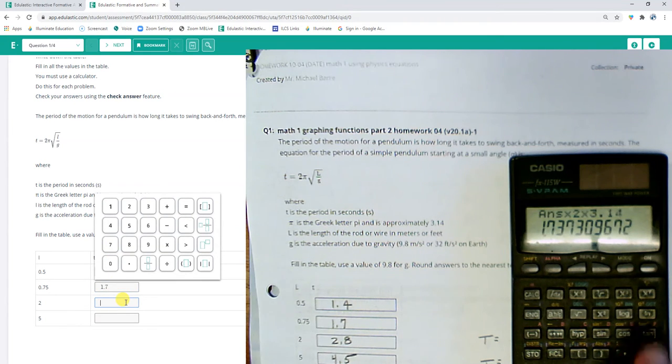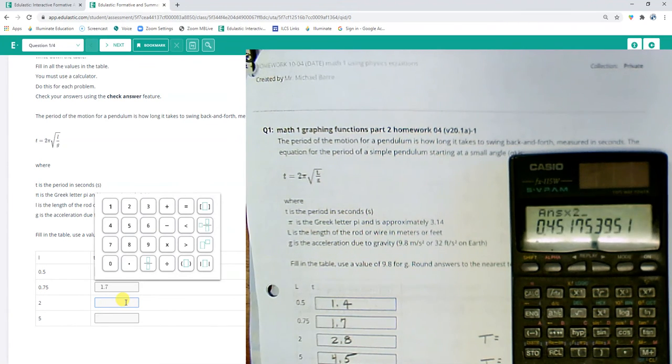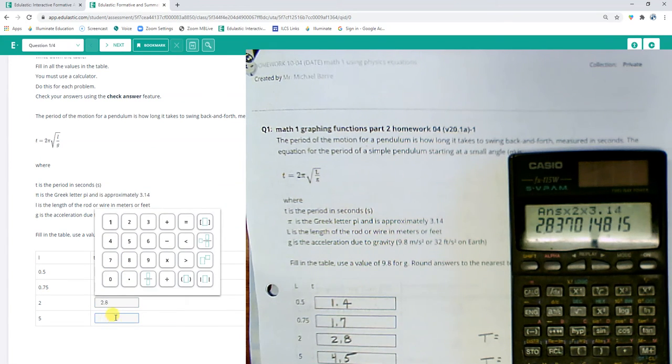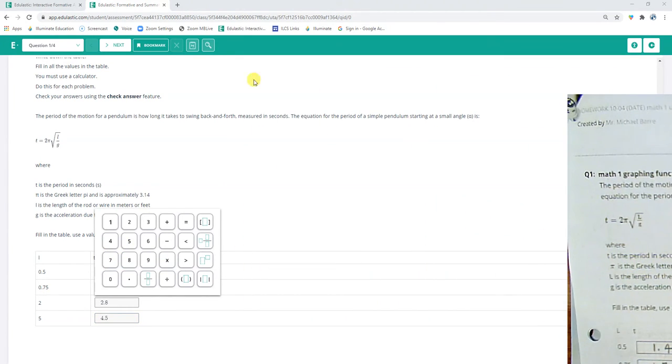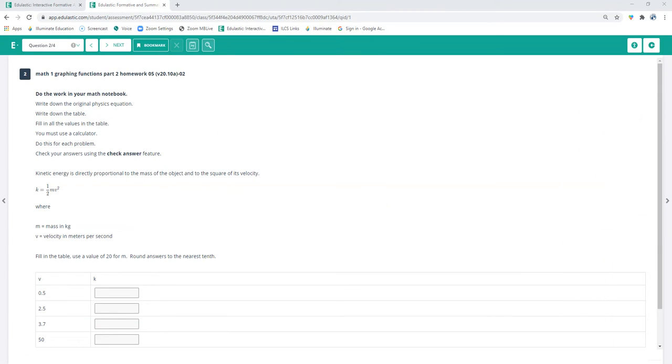I take the 2, I divide it by the 9.8. I take the square root of that. I multiply it by the 2, and by the 3.14. I get the 2.8. Plug in the 2.8. I do it again, and this time I get 4.5, and I call it good. Theoretically, I would do my check answer feature if I had it turned on, but I don't. Let's go on to question number 2.